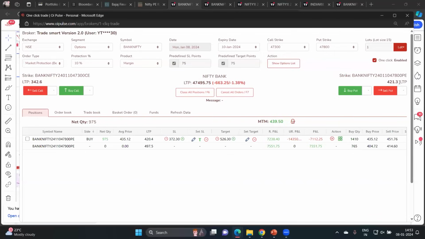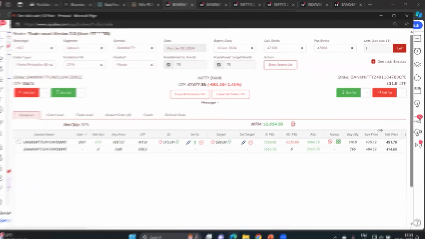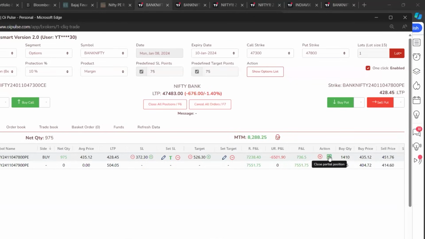So I wanted it to cross the 430 mark. Once it crosses the 430, we'll give up some quantity, and then we will retain the remaining.